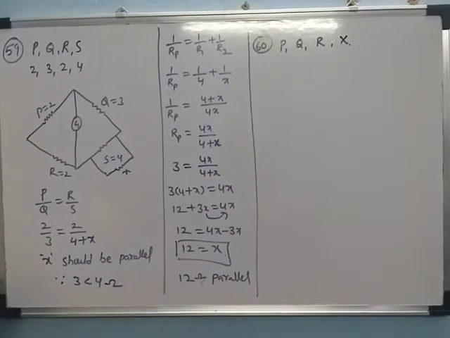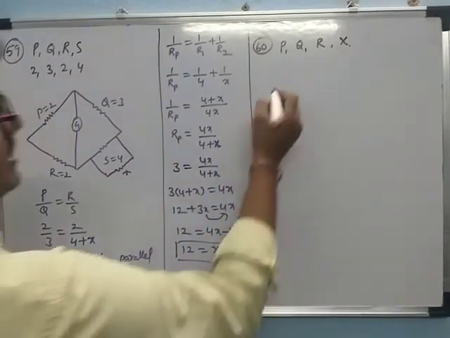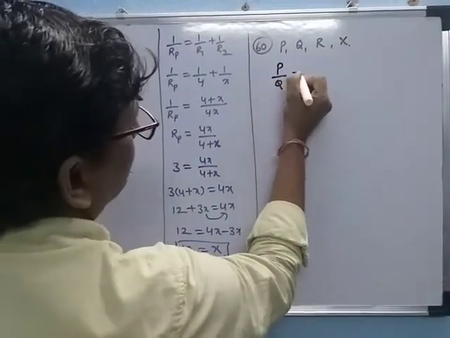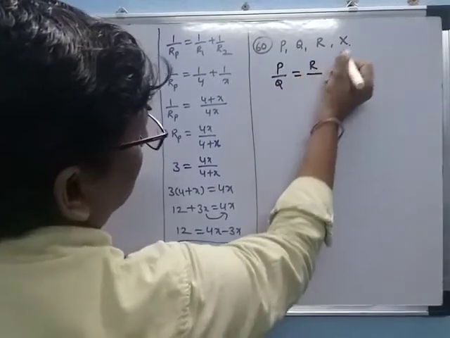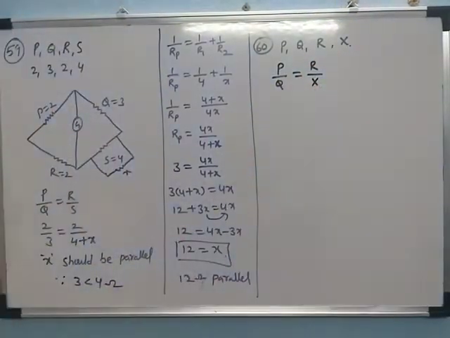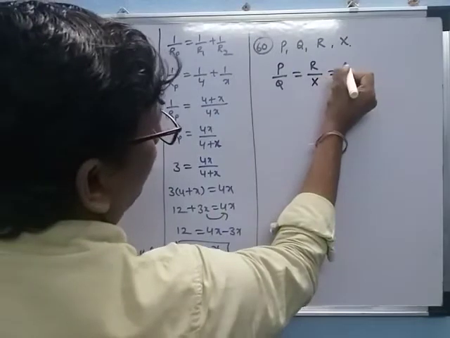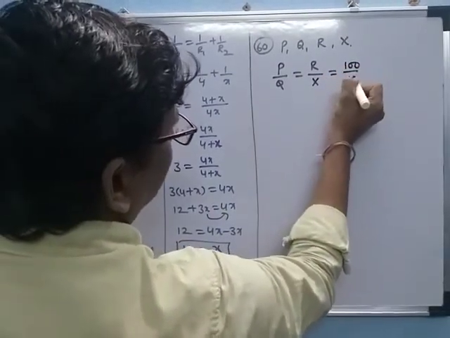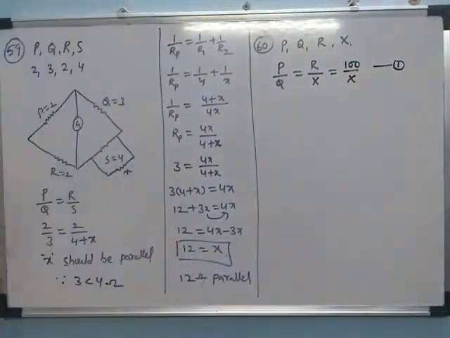See the Wheatstone bridge. The bridge is balanced. When the bridge is balanced, what is the formula? P by Q is equal to R by S, and S is here X. At that time R is given as 100, so P by Q is equal to 100 by X. This is considered equation number 1.